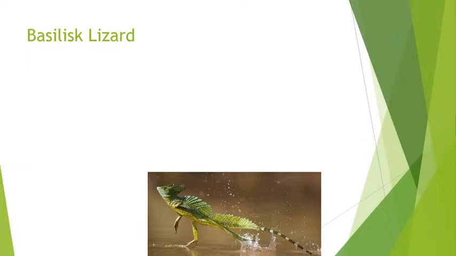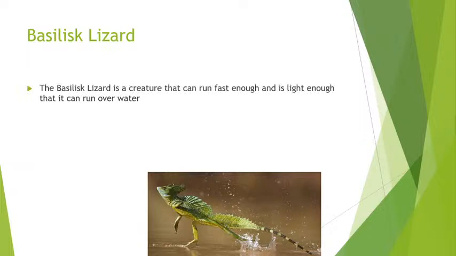Let's talk about a basilisk lizard. A basilisk lizard is a creature that can run fast enough and is light enough that it can run over water. That is pretty cool. How many of us think these things are pretty cool? I think that's pretty cool.